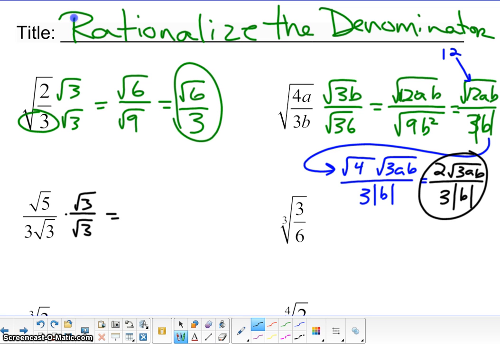And the reason why this works is because we're multiplying everything by 1. This equals a value of 1, so we're not changing the value of the problem. We're just changing the way it looks. Okay, so we have square root of 15 on the top, 3 and square root of 9 on the bottom. So square root of 15 over 3 times 3, which is 9, and nothing else is going to simplify.